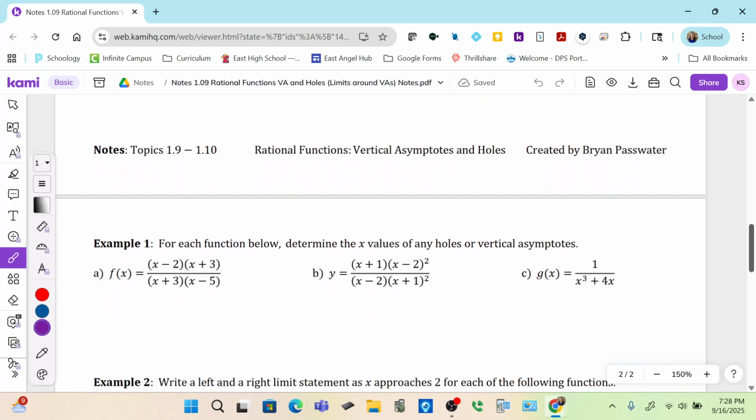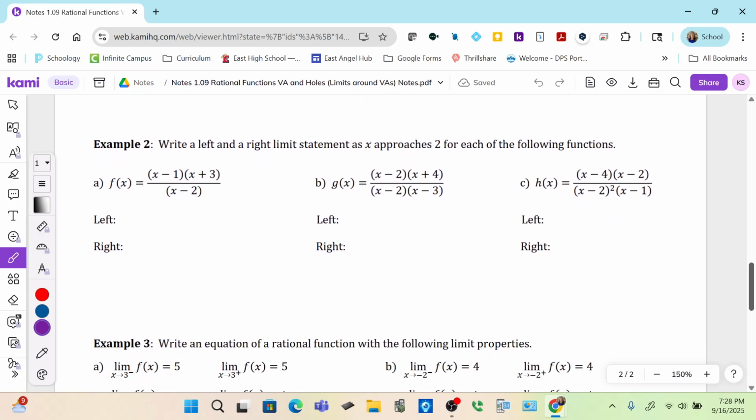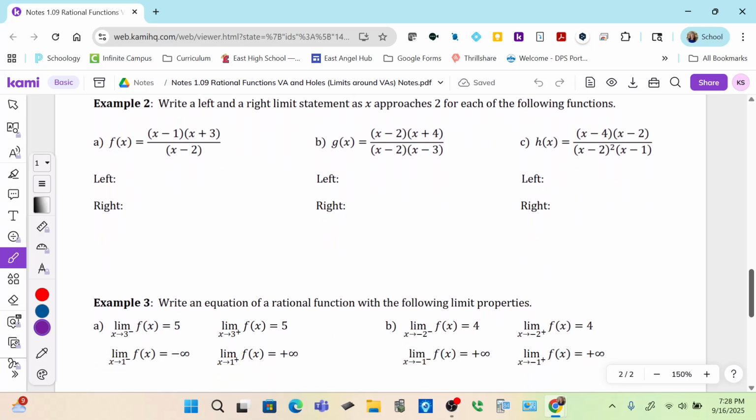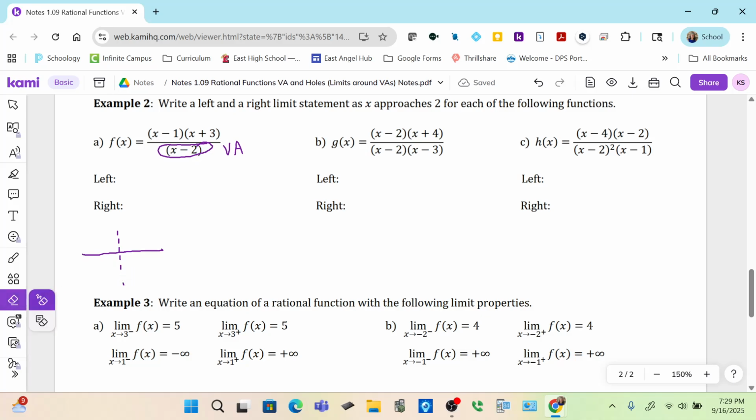So I'm going to jump ahead to example 2 in your notes. And we're going to write right and left limit statements. And I'm going to do this with both exercise A and exercise B because we've got two different things happening here. For exercise A, x minus 2 is what I have in my denominator, but it doesn't appear as a factor in my numerator. So that tells me that I have a vertical asymptote here. When I have a vertical asymptote, if I think about the graph, that means I have this line that my function's not ever going to intersect or touch. And this particular vertical asymptote occurs at 2.